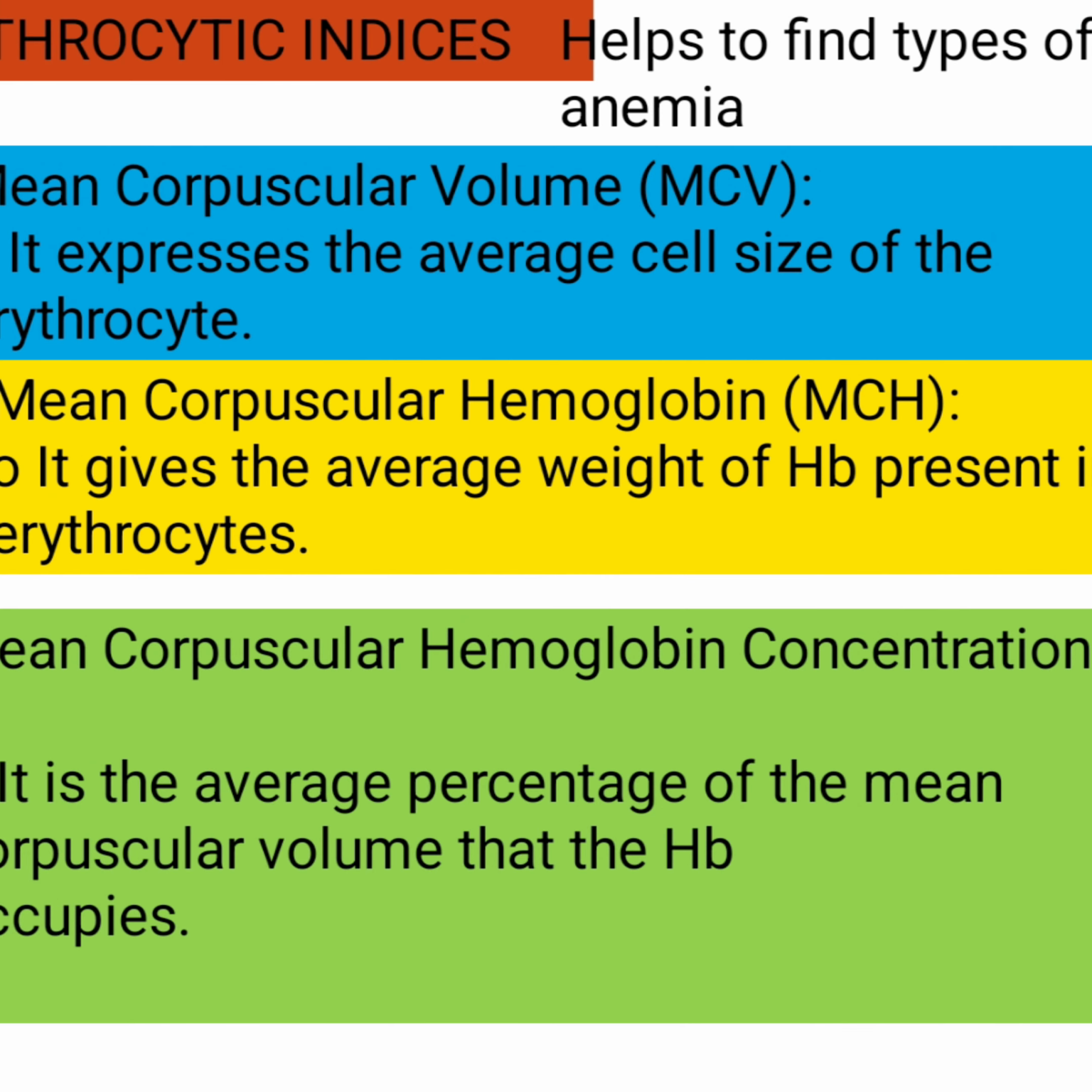Now let's see erythrocyte indices, which help to find types of anemia. Mean corpuscular volume expresses the average cell size of the erythrocyte. Mean corpuscular hemoglobin gives the average weight of hemoglobin present in the erythrocyte. Mean corpuscular hemoglobin concentration, MCHC, is the average percent of the mean corpuscular volume that the hemoglobin occupies.